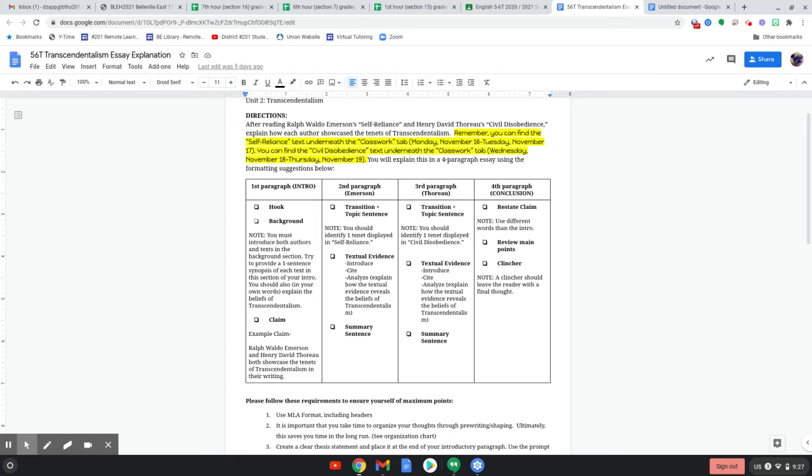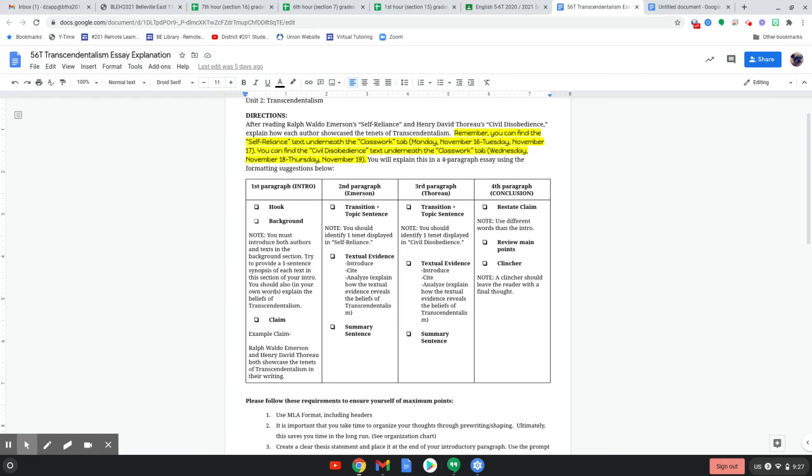Similarly, then you'll say Henry David Thoreau wrote Civil Disobedience, right? You can find that text on Wednesday, November 18th underneath the classwork tab if you need to review it, right? You'll probably want to talk about how he went to jail, why he went to jail. Again, just 1 or 2 sentences for each of those authors, okay? You do not need to give me an entire synopsis of those texts because you'll dig deeper into them in your body paragraphs. The last thing you want to do is explain what transcendentalism is.